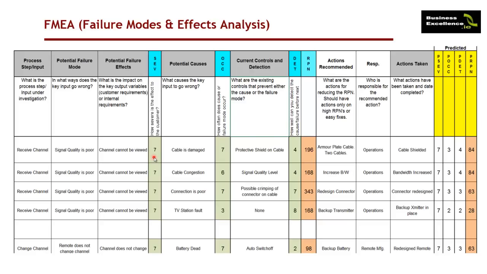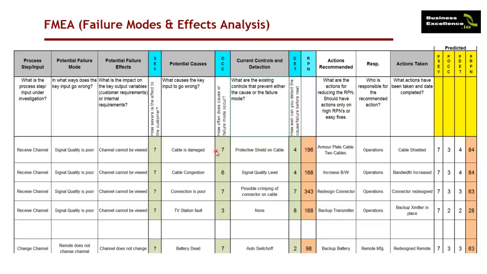Then we ask ourselves, what are the potential causes that could happen? It could be that the cable is damaged. It could be that the cable is congested. It could be that the connection is poor. It could be that there is actually a fault at the television station. In each one of those cases, we look at the likelihood or the probability that it could happen. So how often does it happen? The higher the number, the more likely it is.